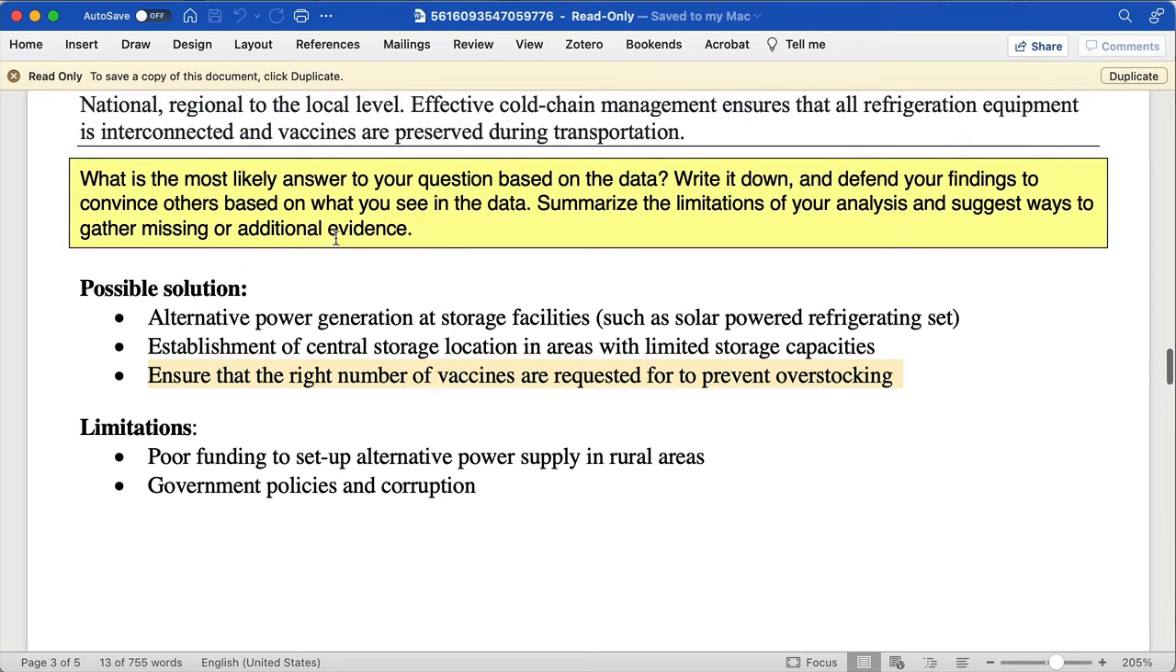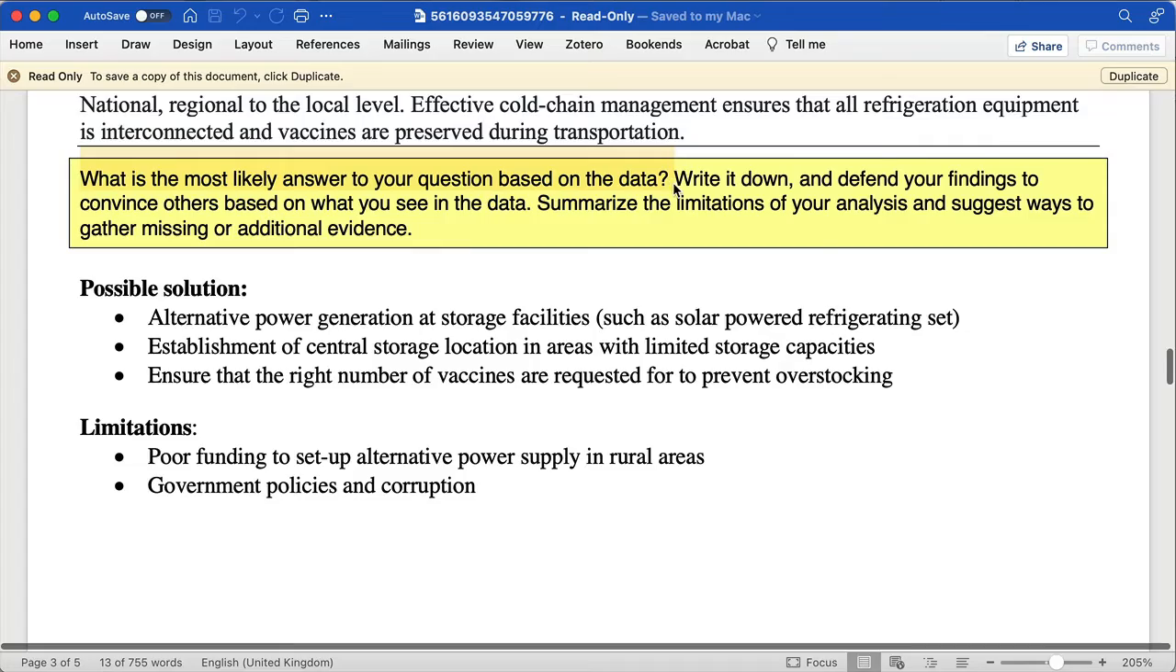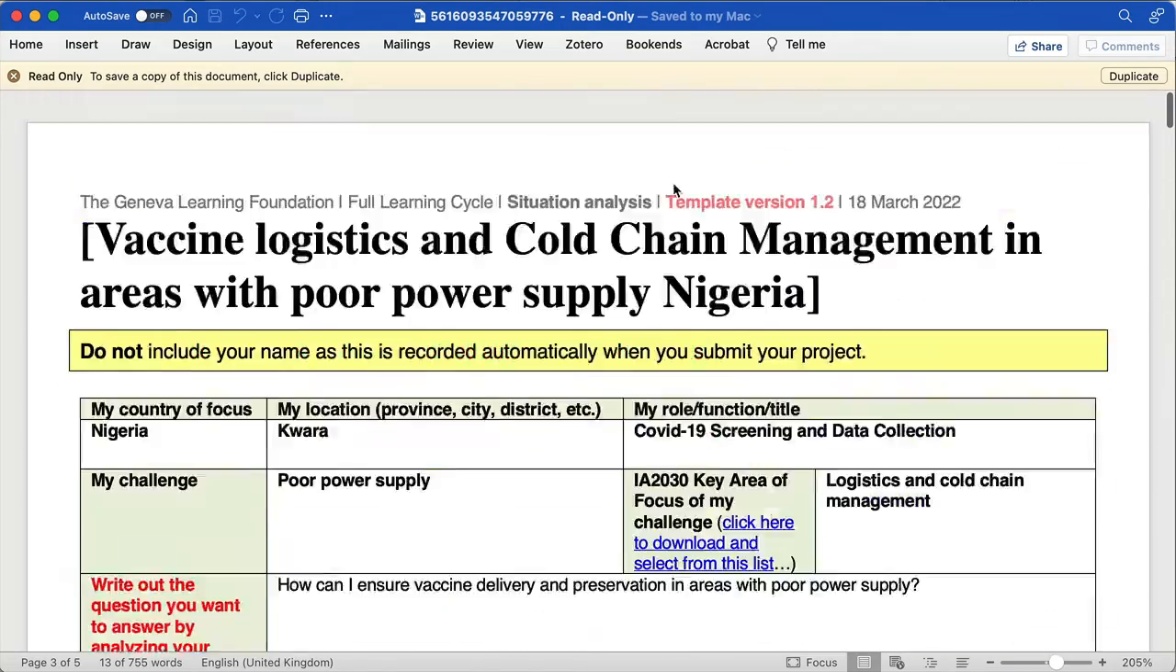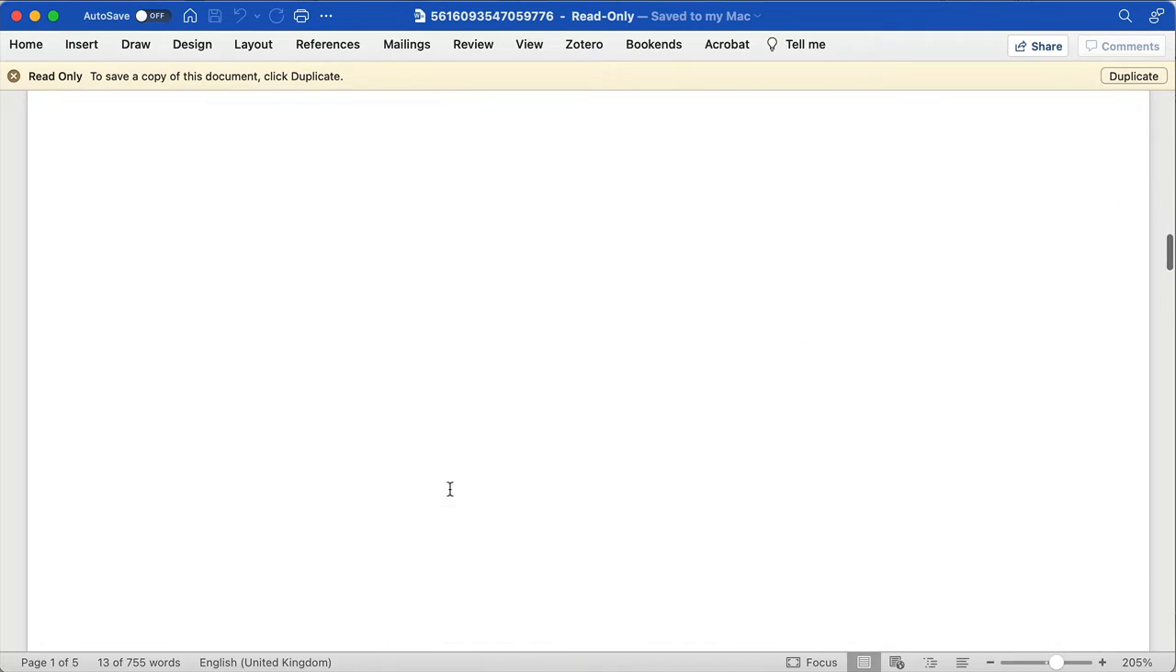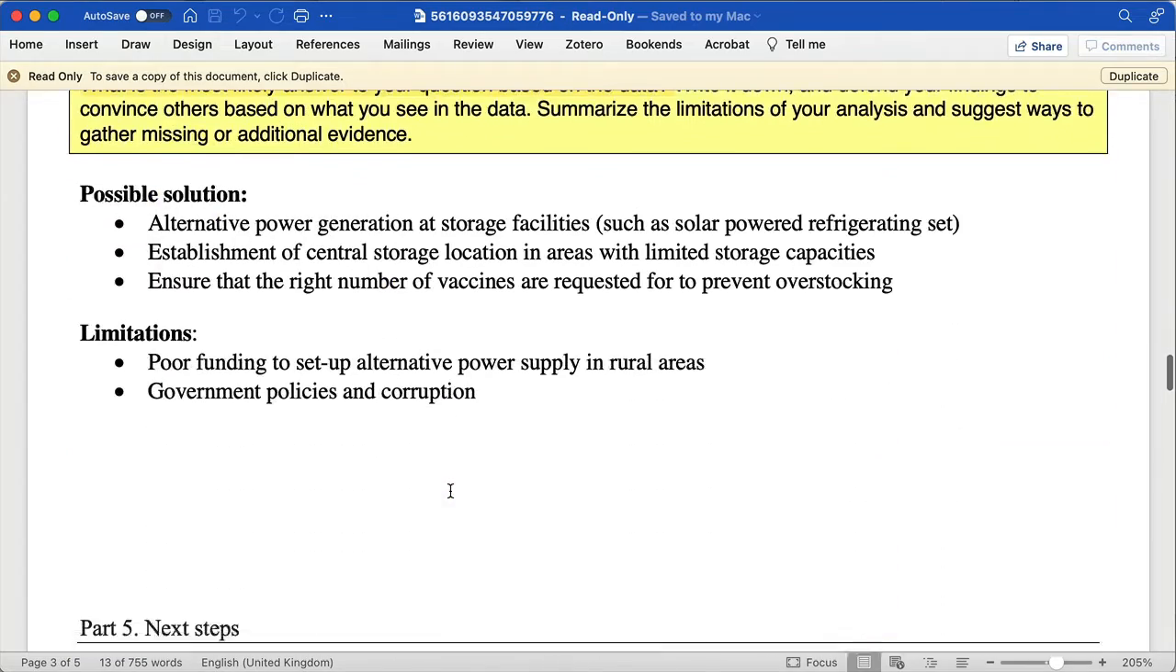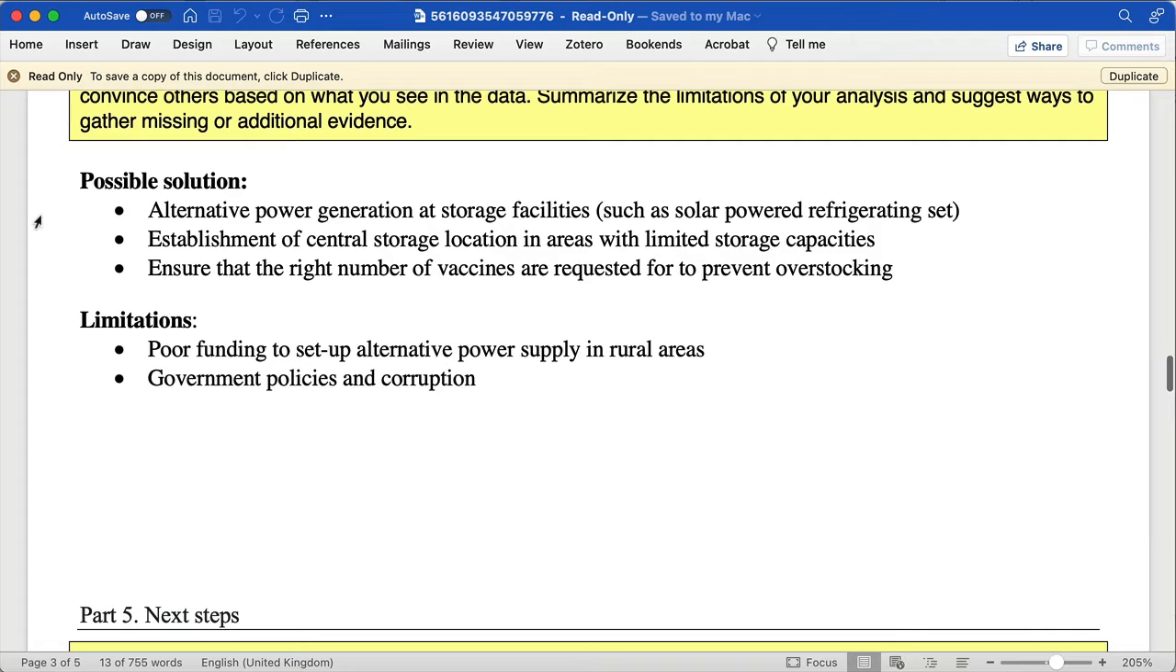So what is the most likely answer to your question based on the data? I don't see the answer to the question. Remember, the question is, how can I ensure vaccine delivery? Okay, I see what the author has done here. So how can I ensure vaccine delivery despite these problems?